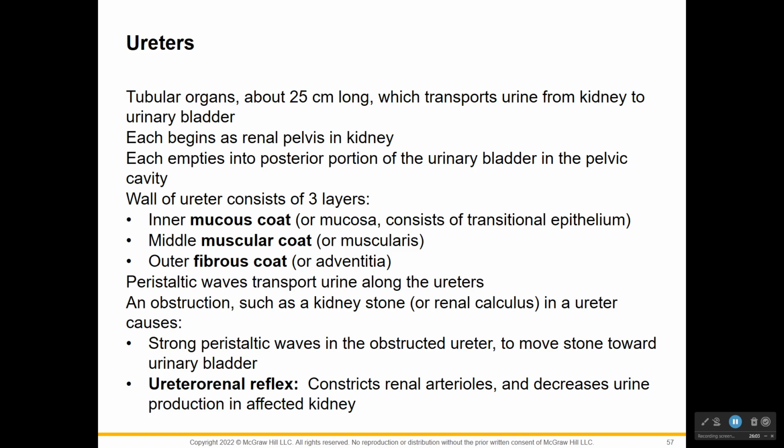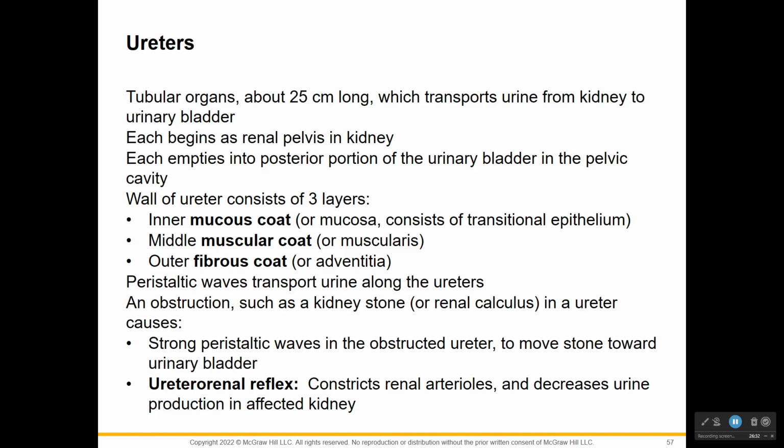And so you're going to have two of these, right? One coming from the left, one coming from the right kidney to the bladder. Each ureter begins at the renal pelvis in the kidney, and once you're at the renal pelvis, you're calling it a ureter. It empties in the posterior portion, in the back of the urinary bladder. We'll see it in a second, but it makes up two of the parts of the trigone.